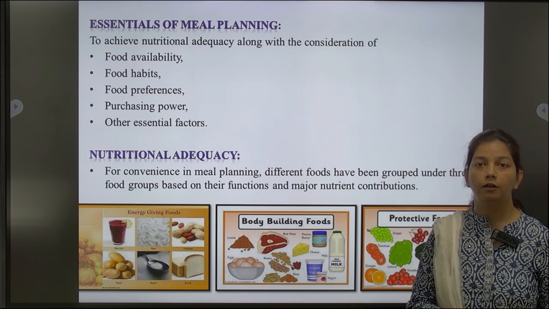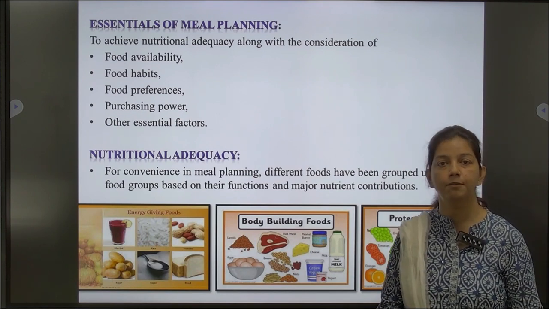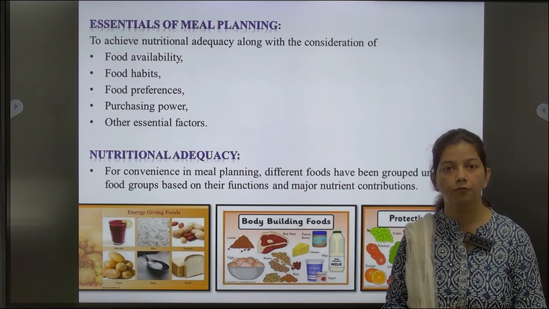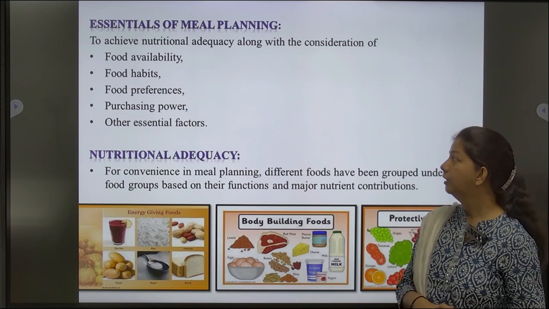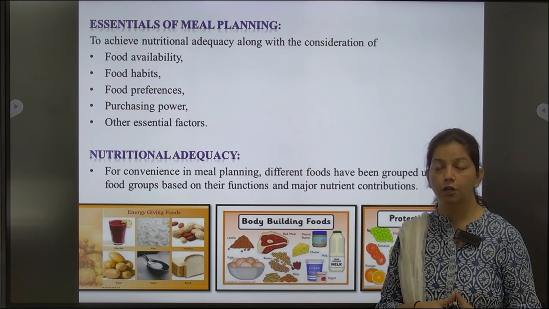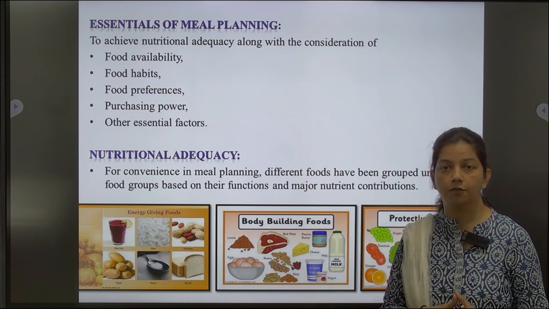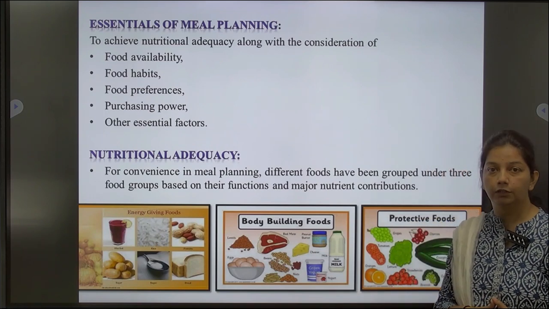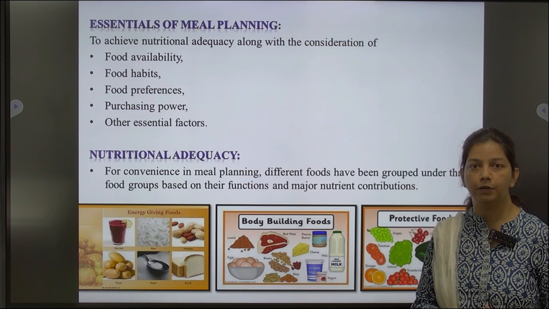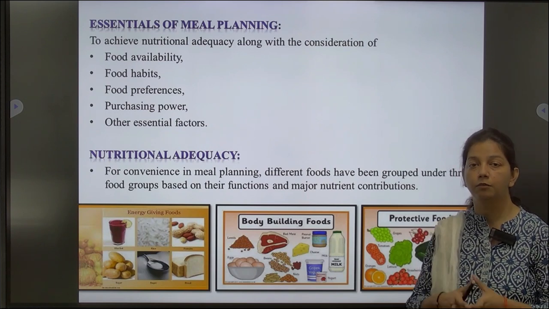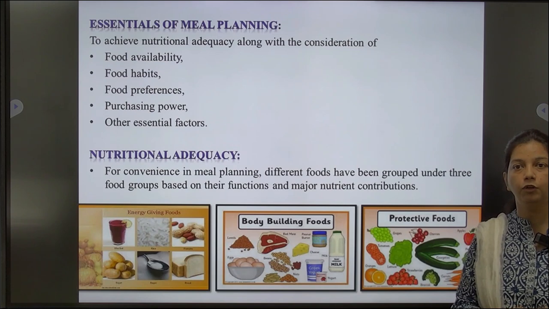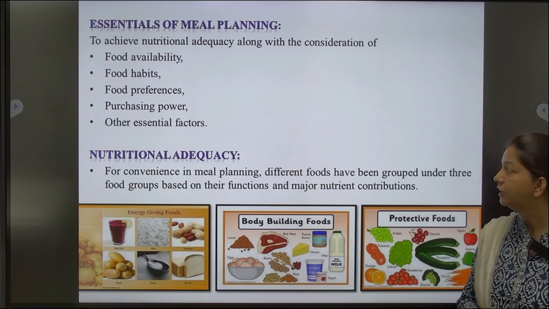Then the food habits. In our family, different people have different habits. Some are vegetarian, some are non-vegetarian. So while planning a meal, we have to keep in mind all the food habits and plan a meal for all of them. Then food preferences. Some people like spicy foods, some prefer oily food, while some avoid oily foods. So always consider food preferences while planning a meal. Then purchasing power. As I already told, we have to keep in mind the socioeconomic status of the family. If the family is high income and we are planning for a higher income group, the meal can be completely balanced. But otherwise, we have to keep in mind the economic status and other essential factors too.